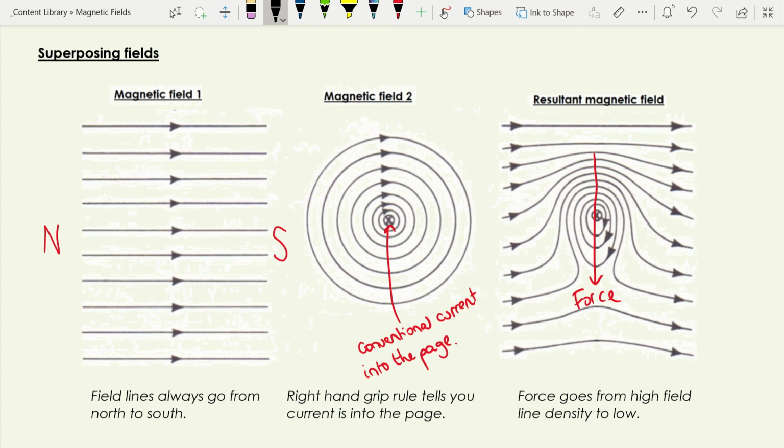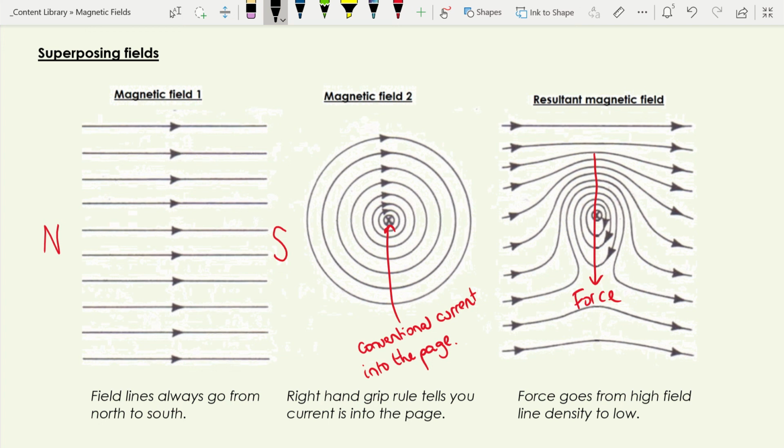On this middle one, we know the direction of conventional current because we can see the arrows going clockwise around. So using my right hand grip rule, to get my fingers pointing clockwise, my thumb is pointing into the page. So that's what tells us the conventional current is going into the page, and typically an X indicates that current is going into the page.